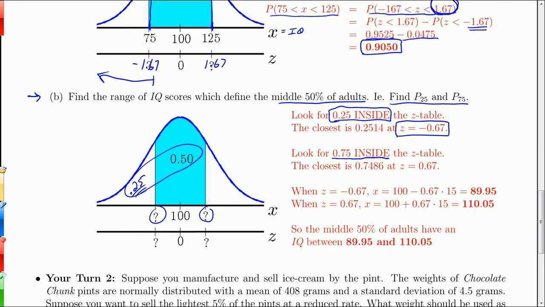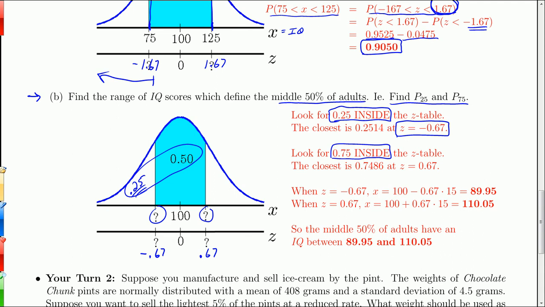So we look for 0.75 inside the z table. You can look for that, but there's an easy way around this. We know that this one is negative 0.67. I'm looking for the middle 50%, so whatever distance I go down that way, I should go up. So I'm guessing I'm going to get 0.67 here, because it is symmetric.